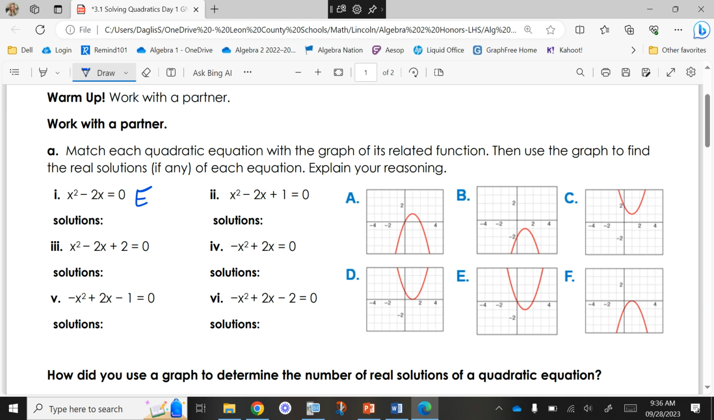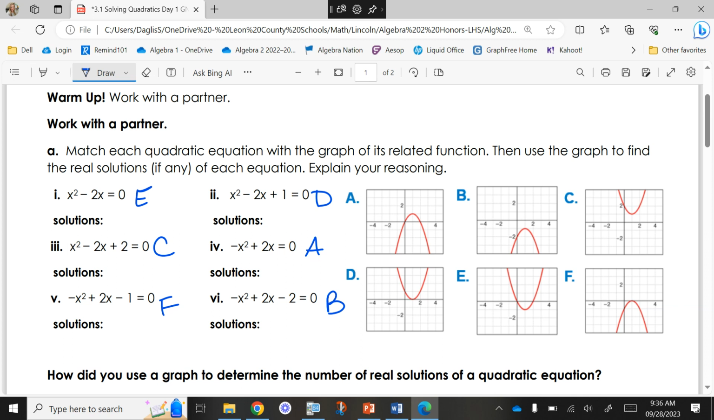What did you match up with function number 2? D. All right, how about what went with 3? That is C. There we go. 4. A. 5. And 6. B. All right, good.